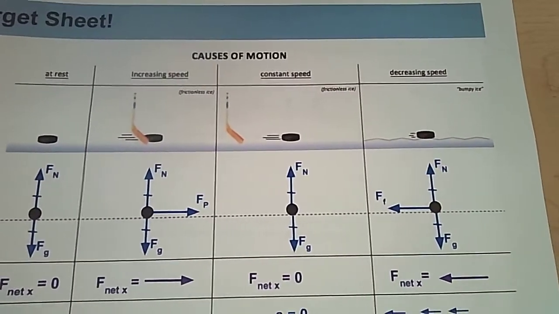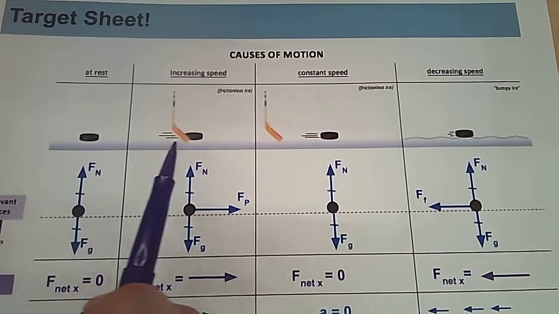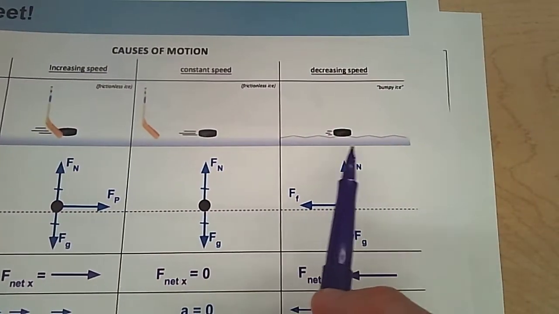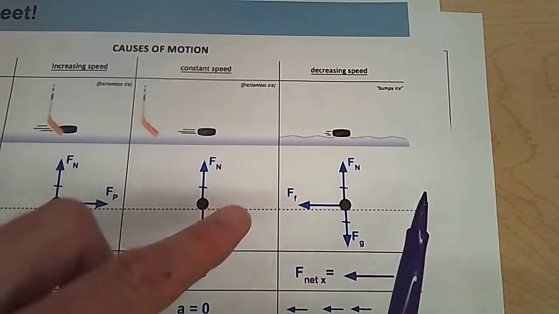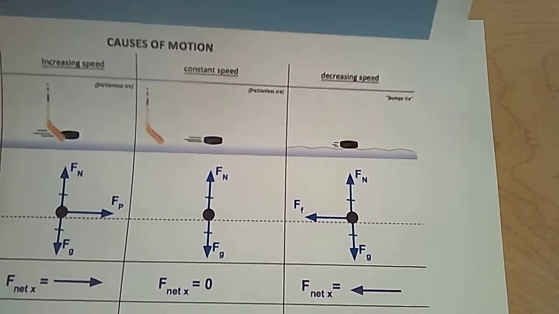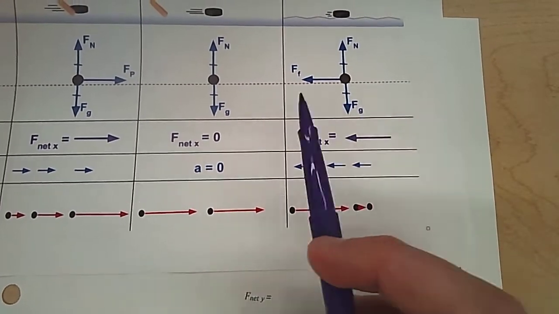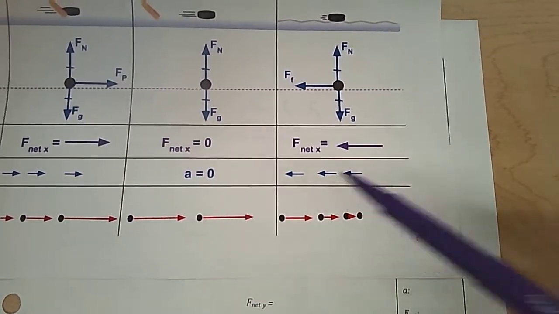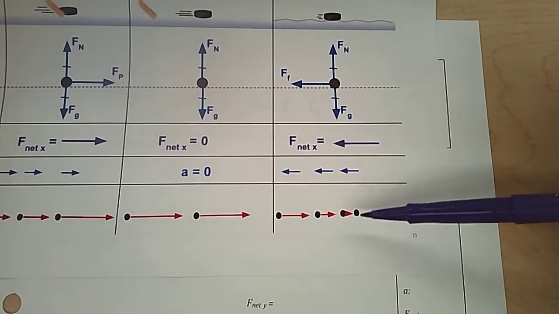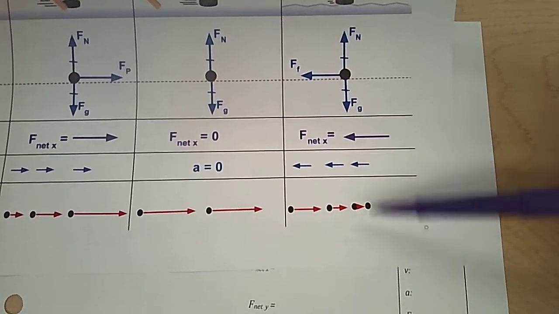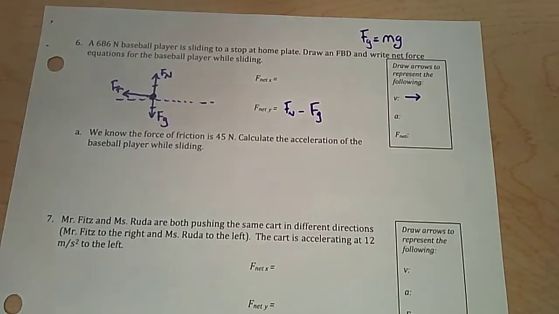Just to show you another similar situation, here is our hockey puck scenario. So here's at rest, speeding up, constant speed, and then when it's decreasing speed, it already has momentum. That's why it's moving to the right. But because the force of friction is going opposite, the net force and acceleration are opposite. When acceleration and velocity are opposite one another, your object's going to slow down.